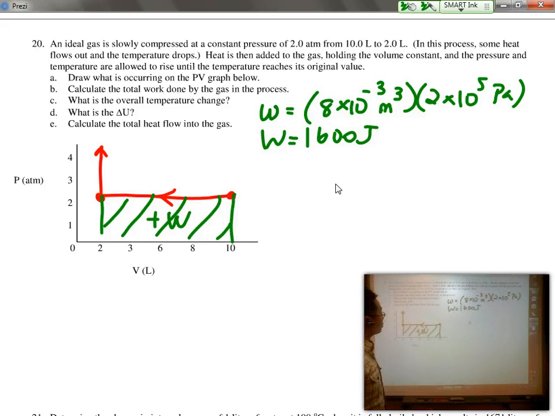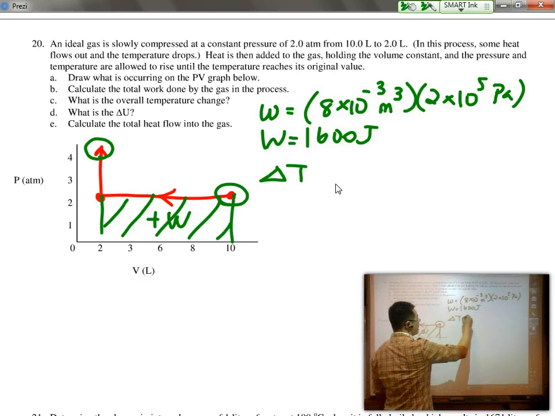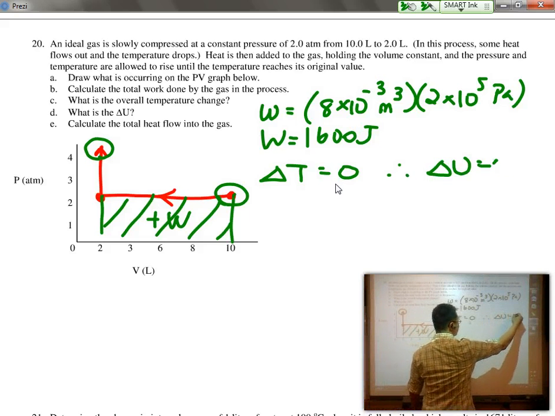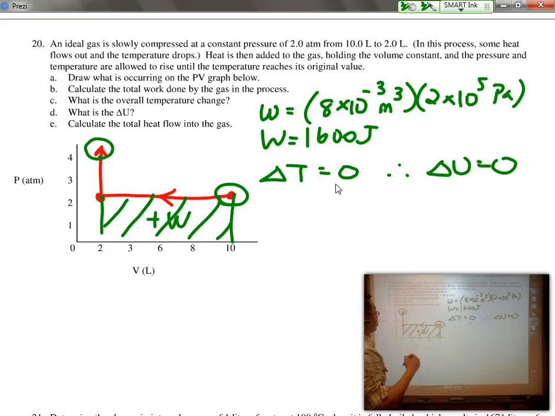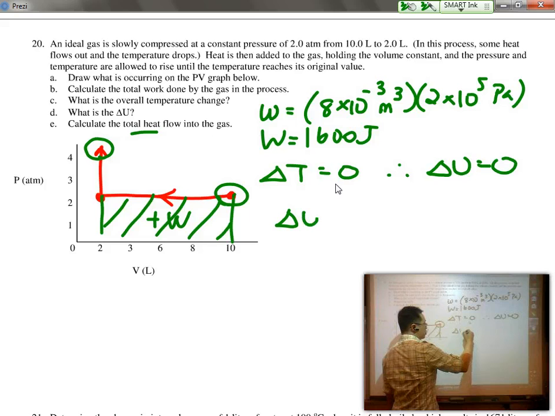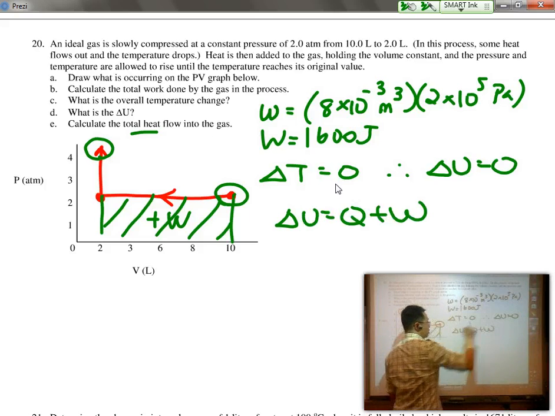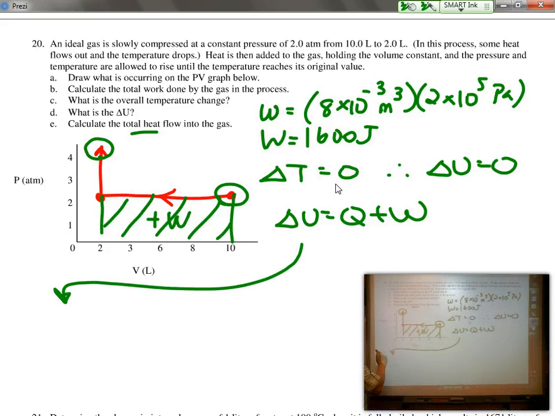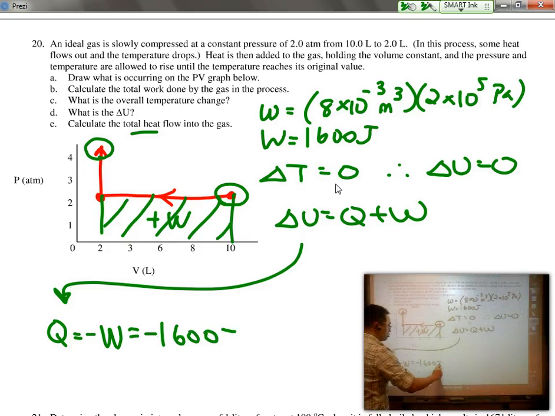What is the overall temperature change? Well, since the initial temperature and the final temperature are exactly the same, that means delta T is equal to 0, which of course therefore means that delta U is equal to 0 as well. So we're looking for how much total heat flows into the gas. That would simply be delta U equals Q plus W. And with delta U equals Q plus W, Q is simply equal to negative W, so in this case it will equal negative 1,600 joules.